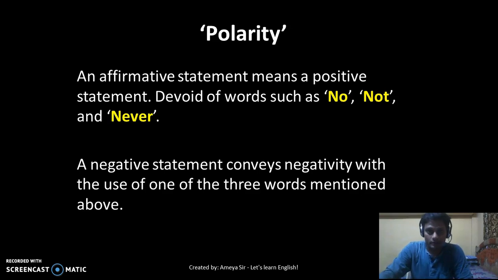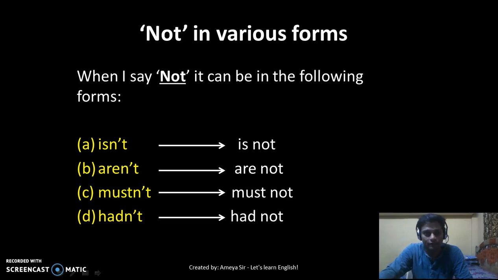What are affirmative statements? Well, they are devoid of words such as no, not, and never. So they will never have these words. A negative statement conveys negativity with the use of the three words mentioned above. So it will have the words no, not, never. When I say we'll have not in them, well, it can be in various forms. So look at the following examples here.